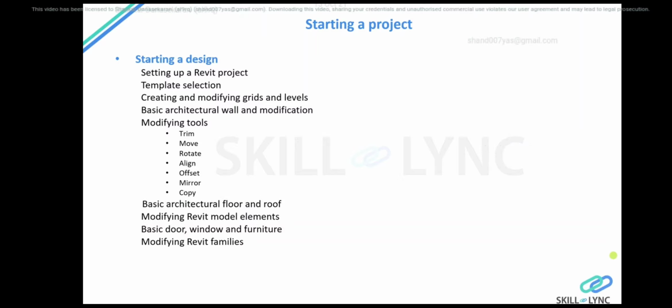And for that modification, we'll be using different tools, trim, move, rotate, like the tools which I listed over here. And we will be modifying Revit elements and even the family. We'll be adding different families, doors, windows, and even furniture, and we will modify those according to our requirement in the project. Let's get started with Revit.